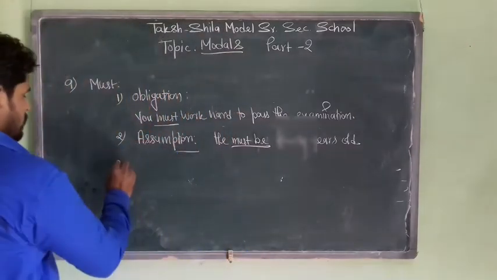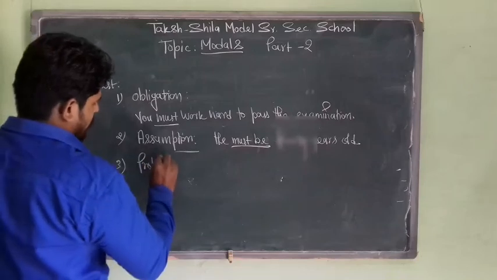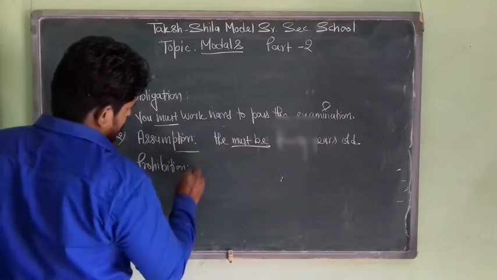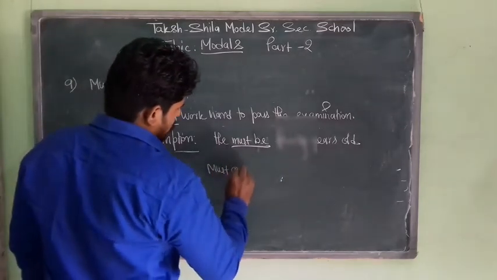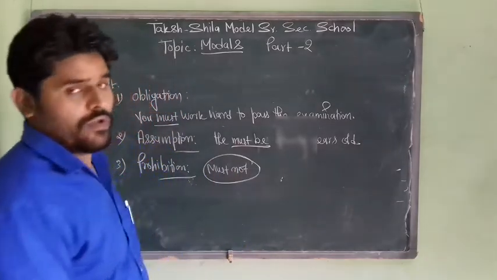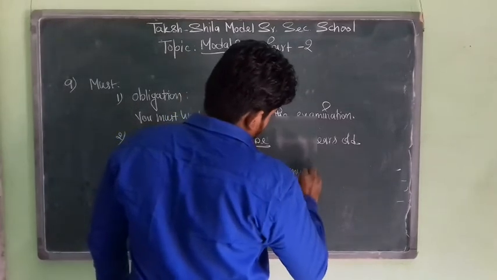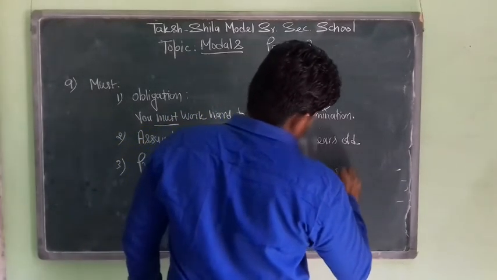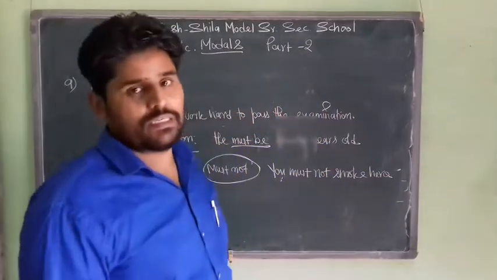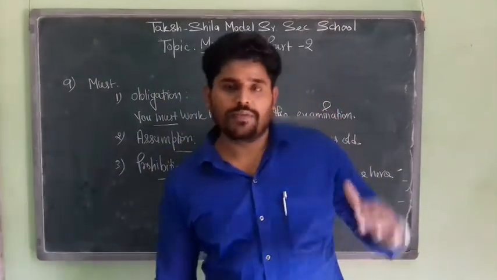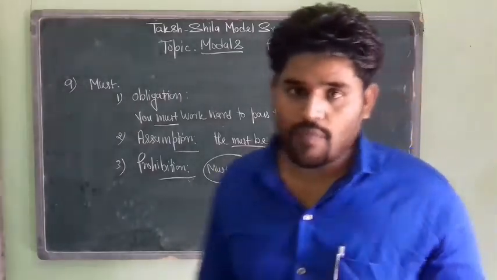And then there is the third use of must, that is it is used to express prohibition. Prohibition means something that is strictly denied to do, and here we use must not for prohibition. For example, you must not smoke here. You must not smoke here. Or smoking is prohibited here. This is a very common sentence that we actually see written somewhere, especially on the walls, right?